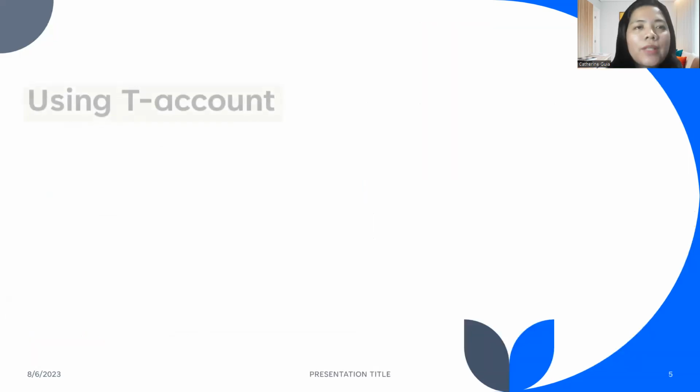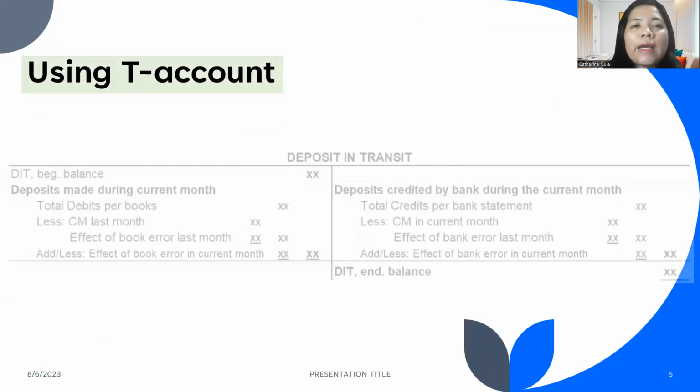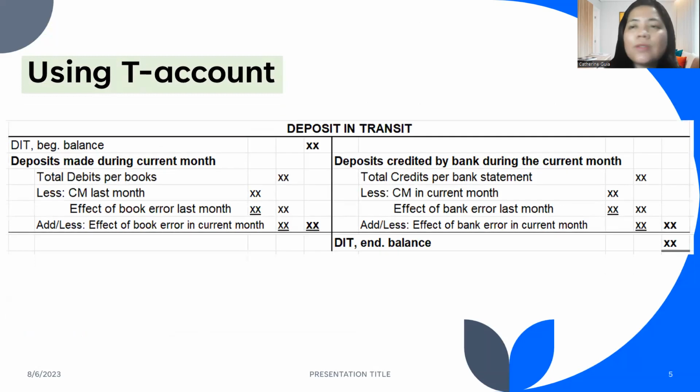Okay, let's continue. Let's recall the previous formula which I shared with you. It's just that in this slide, the presentation is using a T account. You have the deposit in transit beginning balance, add deposits made during the current month, less deposits credited by bank during the current month, and that is your ending balance.